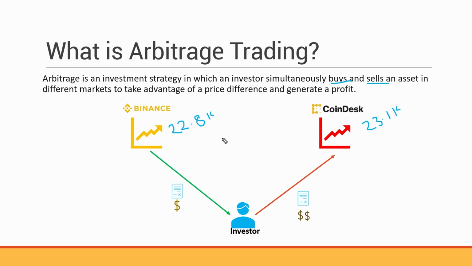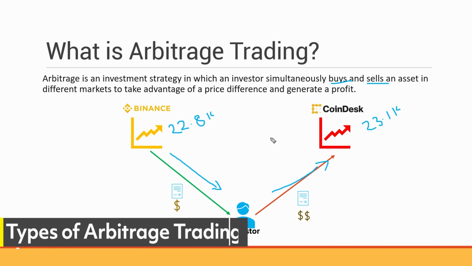Now, because of this difference, when you are able to simultaneously buy from Binance and sell it to CoinDesk, that would be where you would be making profit. But it's not as simple as it looks, as I'm going to explain further ahead in the video. So this is basically arbitrage trading, taking advantage of the discrepancy of the price between two markets. So this is how you do arbitrage trading.